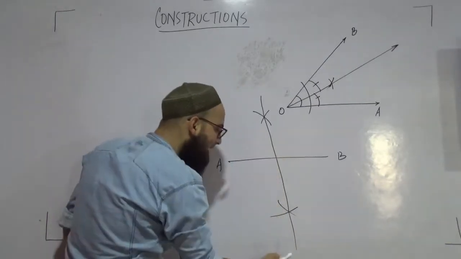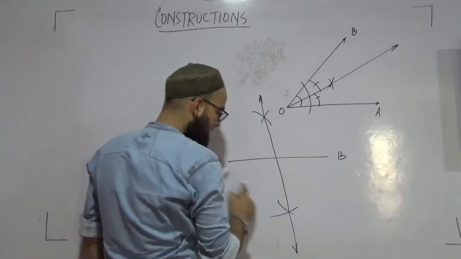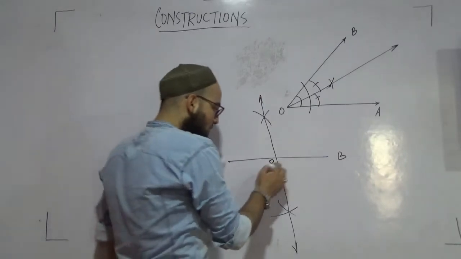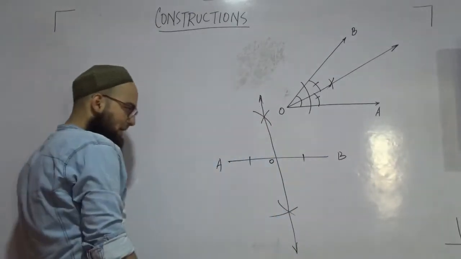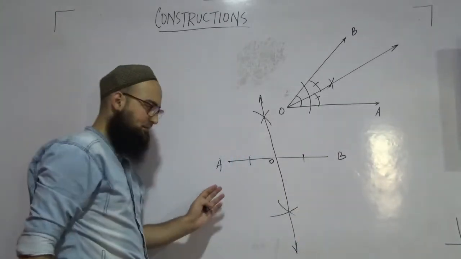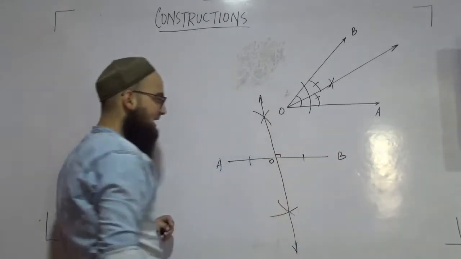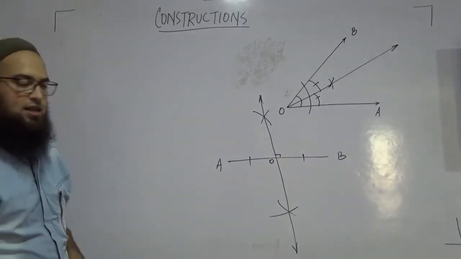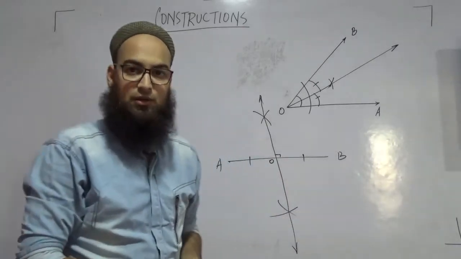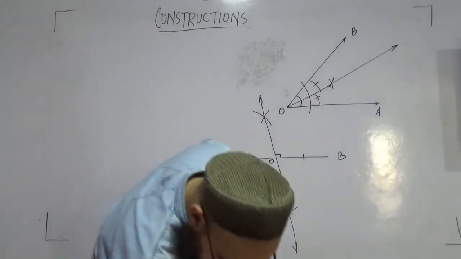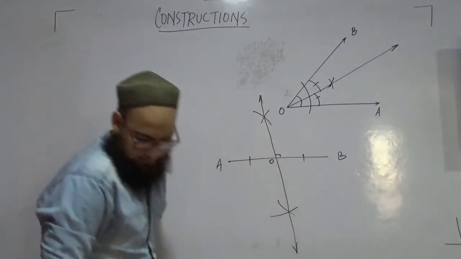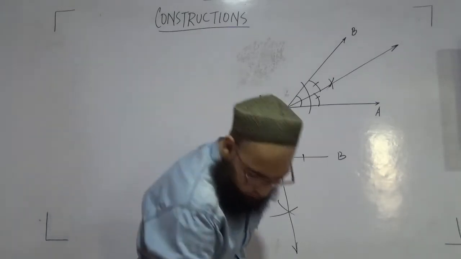Now this line intersects the line segment AB at some point, say O. Now AO will be equal to OB because this line bisected AB. And also you will find that this angle will be equal to 90 degree. So it is a perpendicular as well as bisector. So that's called the perpendicular bisector of a given line segment.